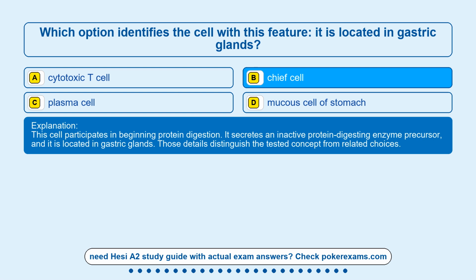This cell participates in beginning protein digestion. It secretes an inactive protein-digesting enzyme precursor, and it is located in gastric glands. Those details distinguish the tested concept from related choices.